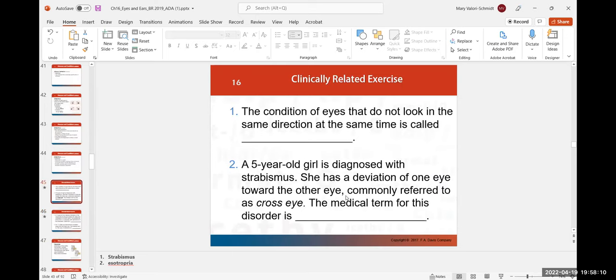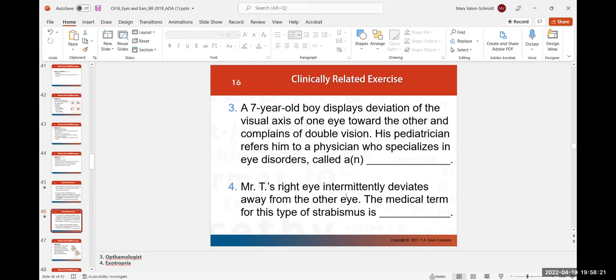Sometimes they'll just put a patch over the eye, especially if it's diagnosed in a child, the patch over the good eye to strengthen the weaker eye, believe it or not. And then you have a baby pirate.